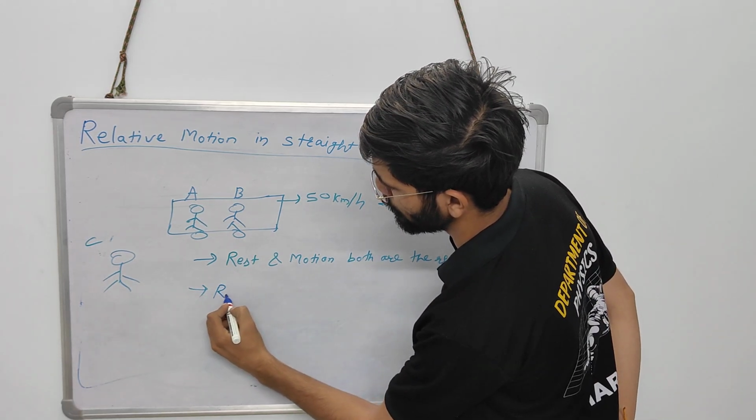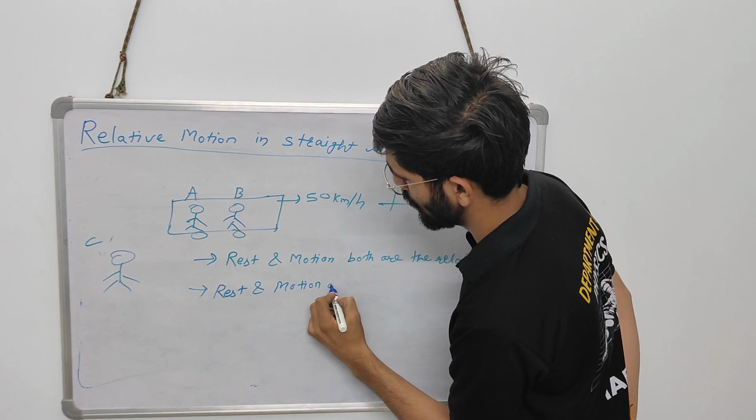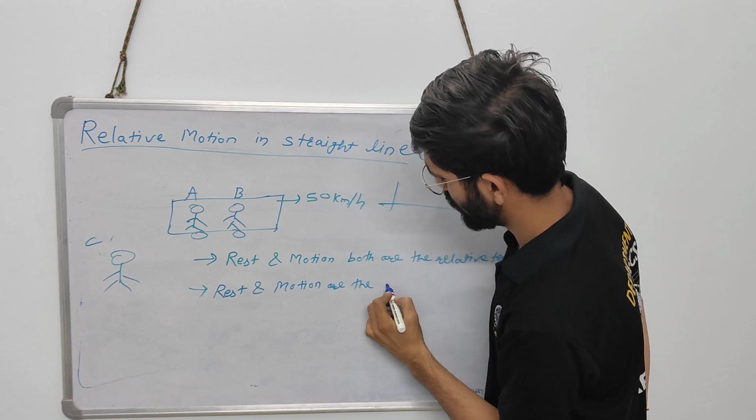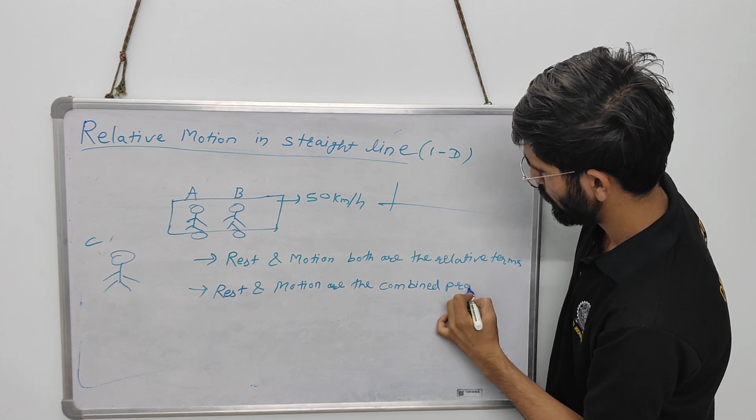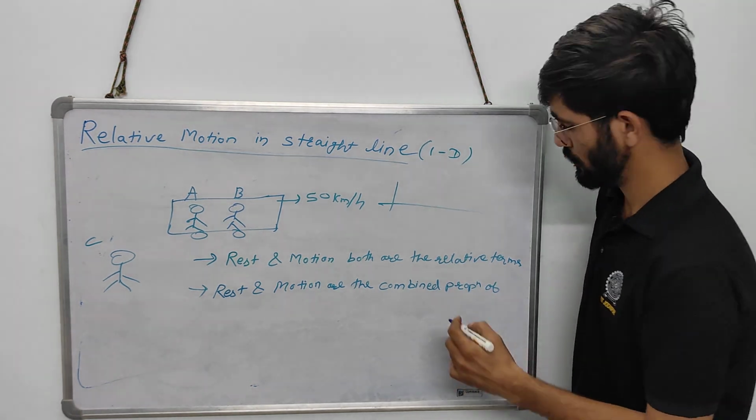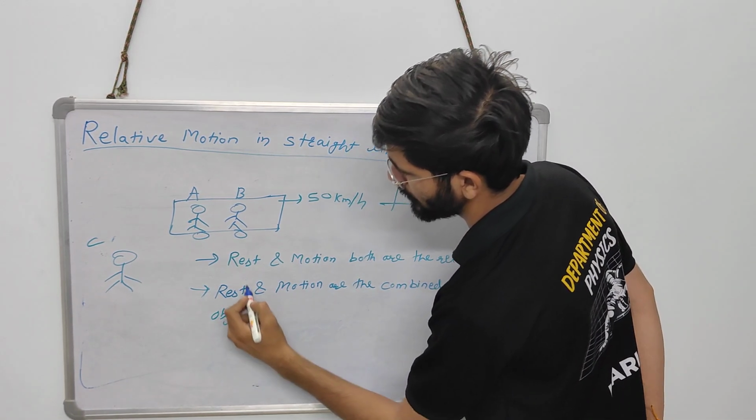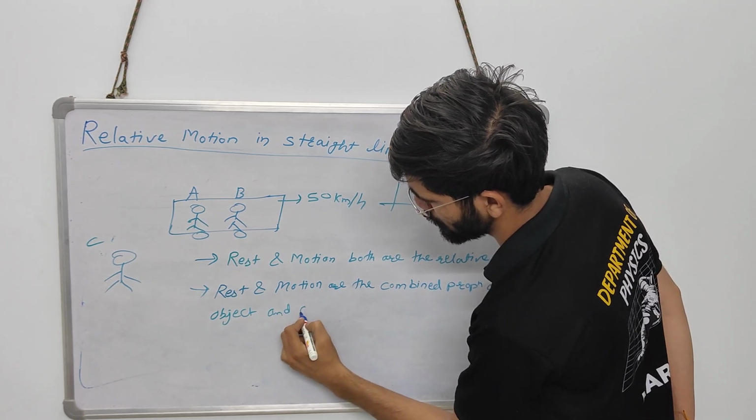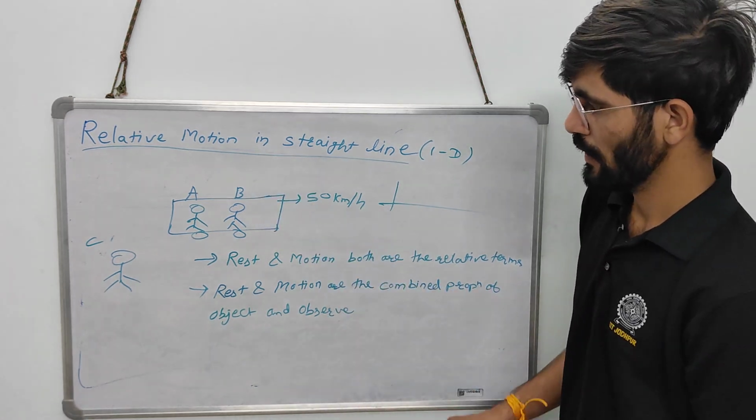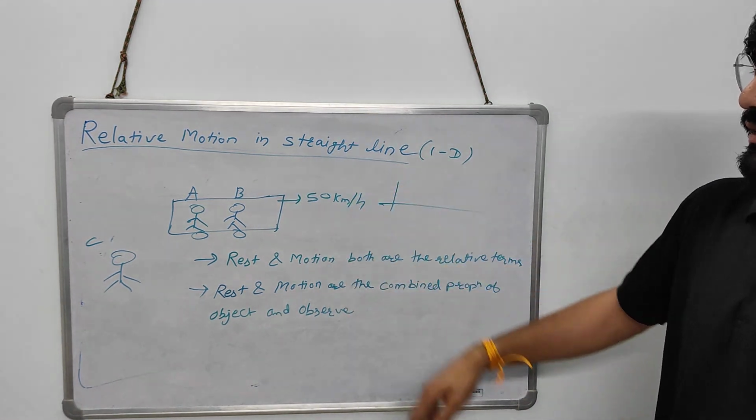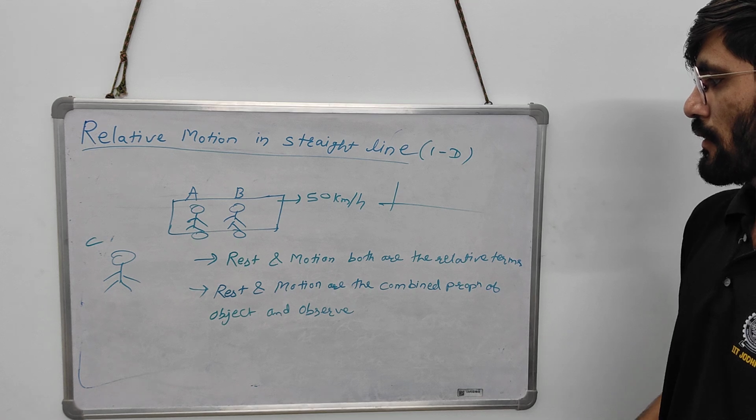So from here we can also say that rest and motion are a combined property of the object, which is B here, and the observer. There are two observers here, C and A. According to A, B is at rest, and according to C, B is moving with some velocity, which is 50 kilometer per hour.